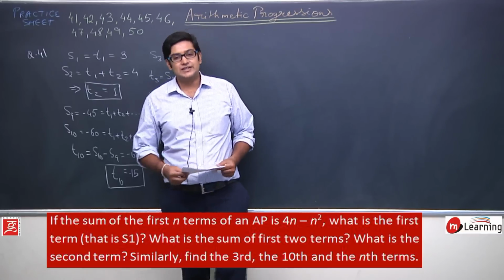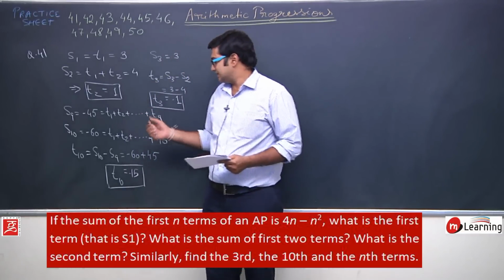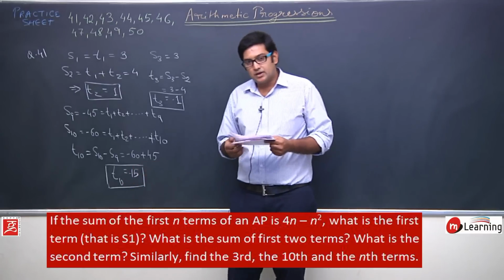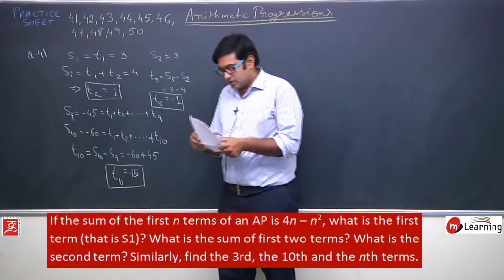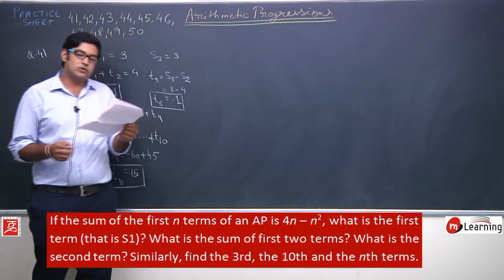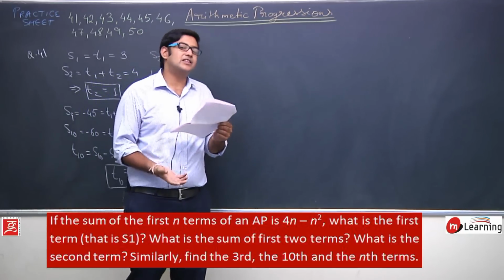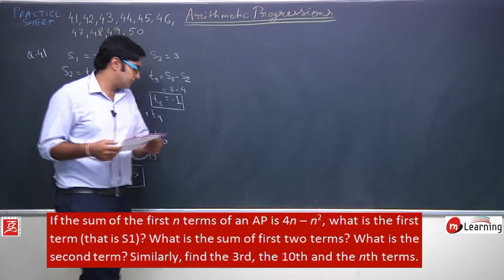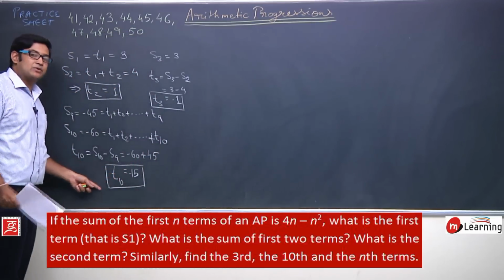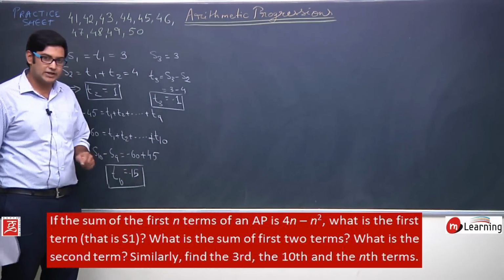Okay, so we were discussing question number 41 in our last class and we have discussed it till here. In that question we need to determine the first term, the sum of two terms, the second term, then third term, 10th term and nth term. We have determined the value of the 10th term, that is T10 is minus 15.